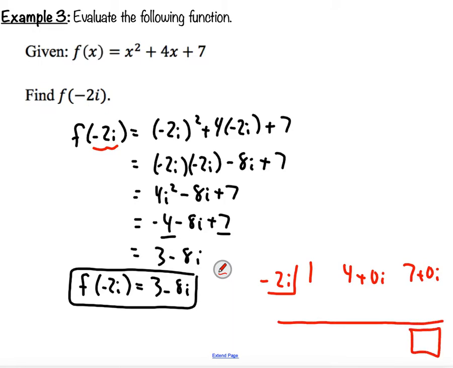and so you could have done it this way as well. Negative 2i would have gone inside the box if you wanted to. You would have put a 1 there, then the coefficient in front of the x, which is a 4, and you put 4 plus 0i. And then you got your constant term over there, which is 7, so you put a 7 plus 0i. And then your remainder would have been your answer, which would have been 3 minus 8i.